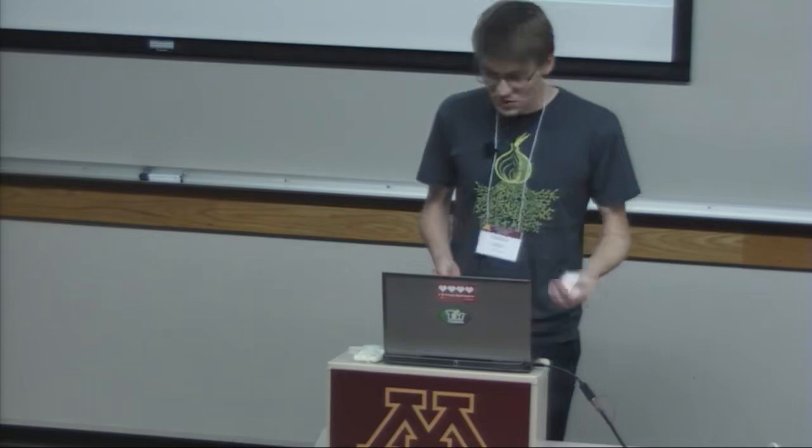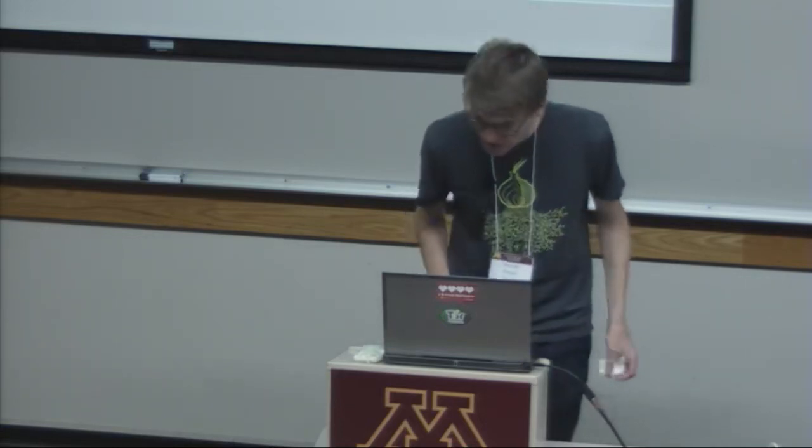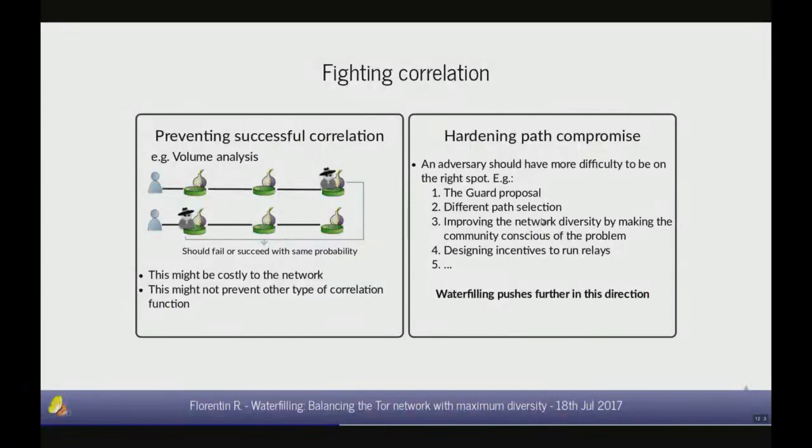So there is another approach to fight correlation, which consists of considering that the adversary wins if he's on both sides of your circuits. And what you want to do is to make these events less likely to happen, or more expensive for the adversary. For example, you have the GATT proposal that makes this event less likely to happen, but also just talking about the fact that we need more relays in diverse locations, like in Africa, is helping a lot. So Waterfilling is a path selection that pushes further in this direction.